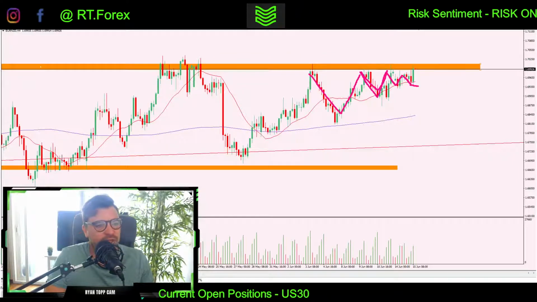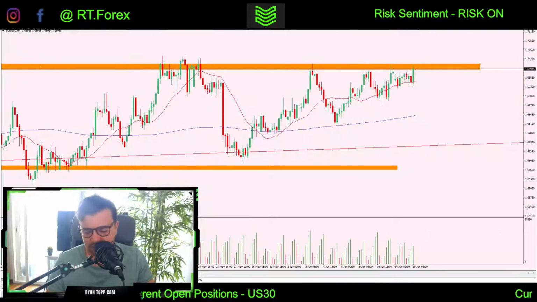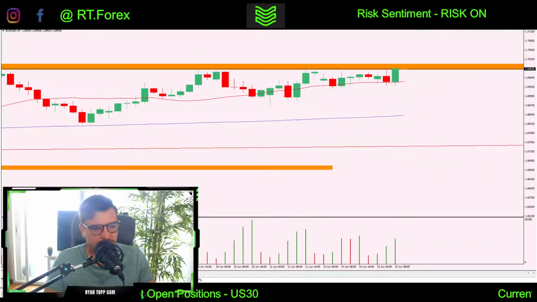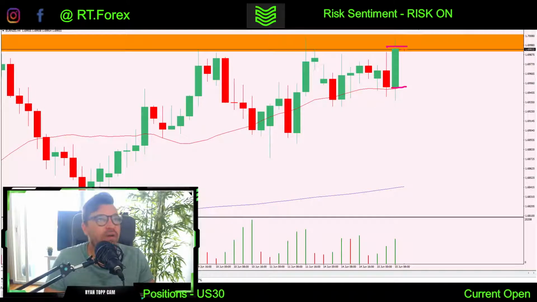Complex corrective here, good bullish bar. Again, I like to see this. There we go. I like to see bars like this prior to a break.